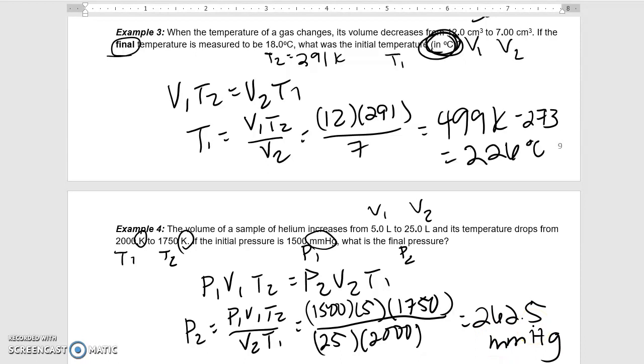Okay, so not too bad. Hopefully these are making sense to you, and you'll be trying them out on your own when you don't know which law to use.